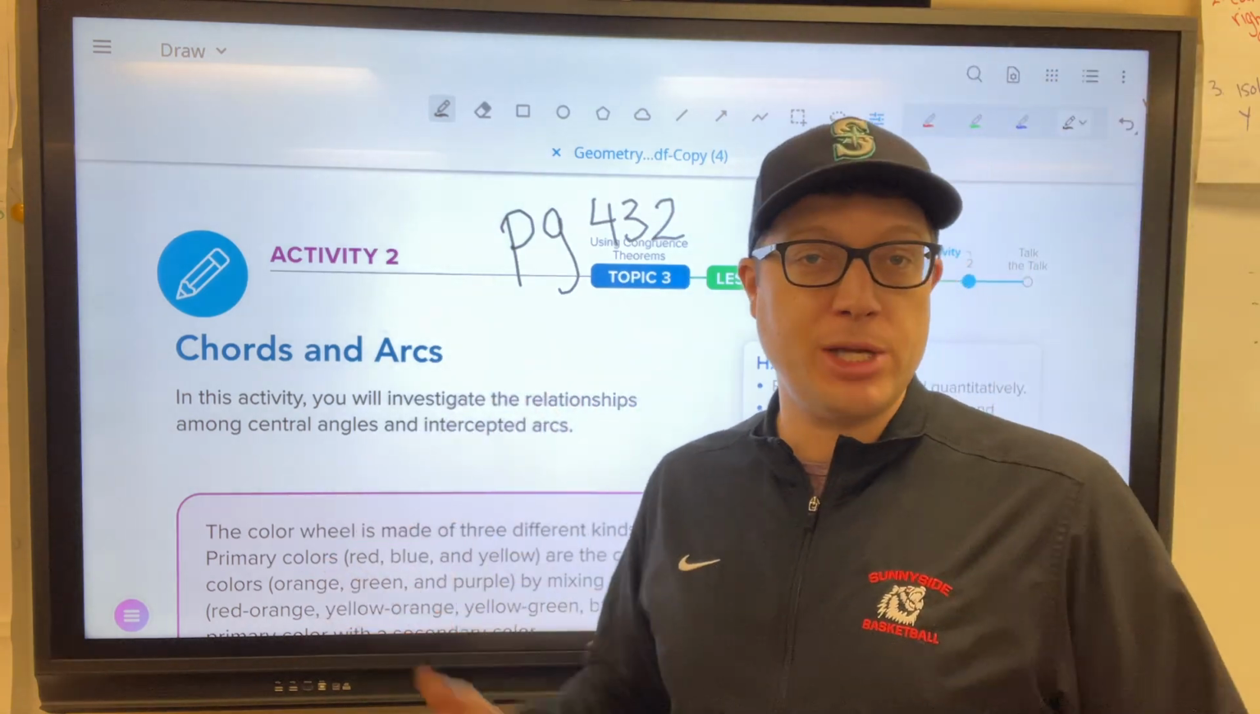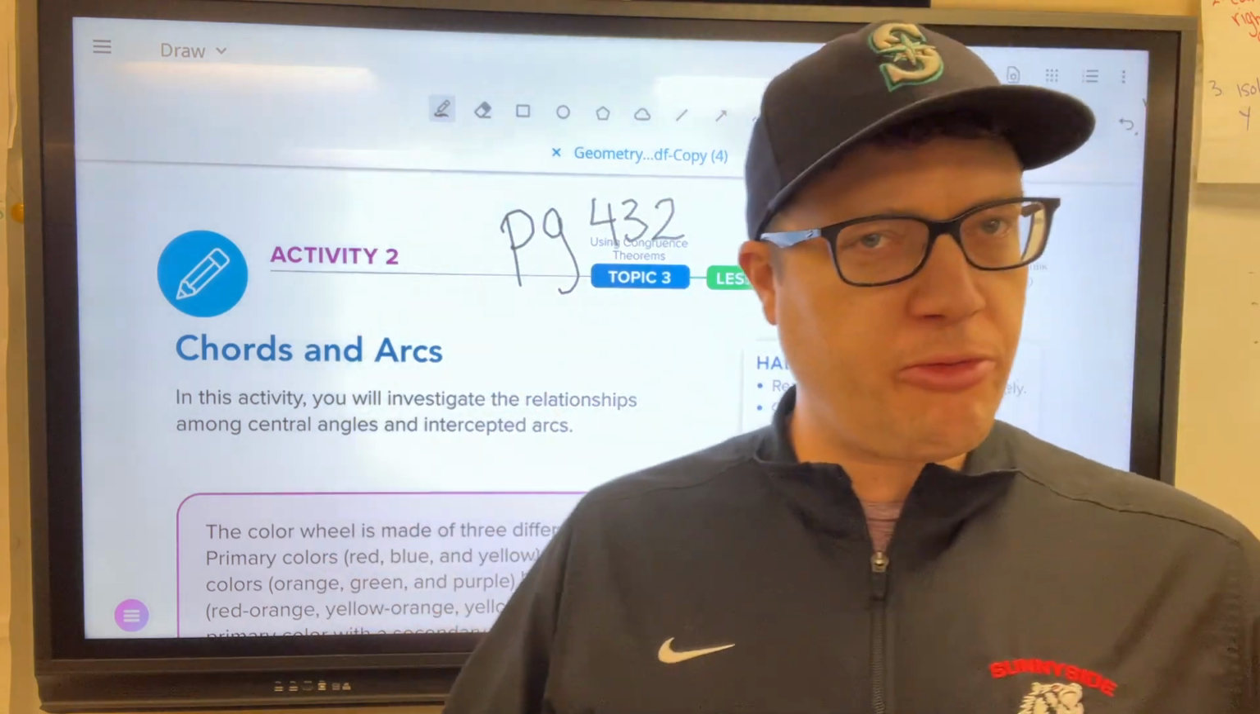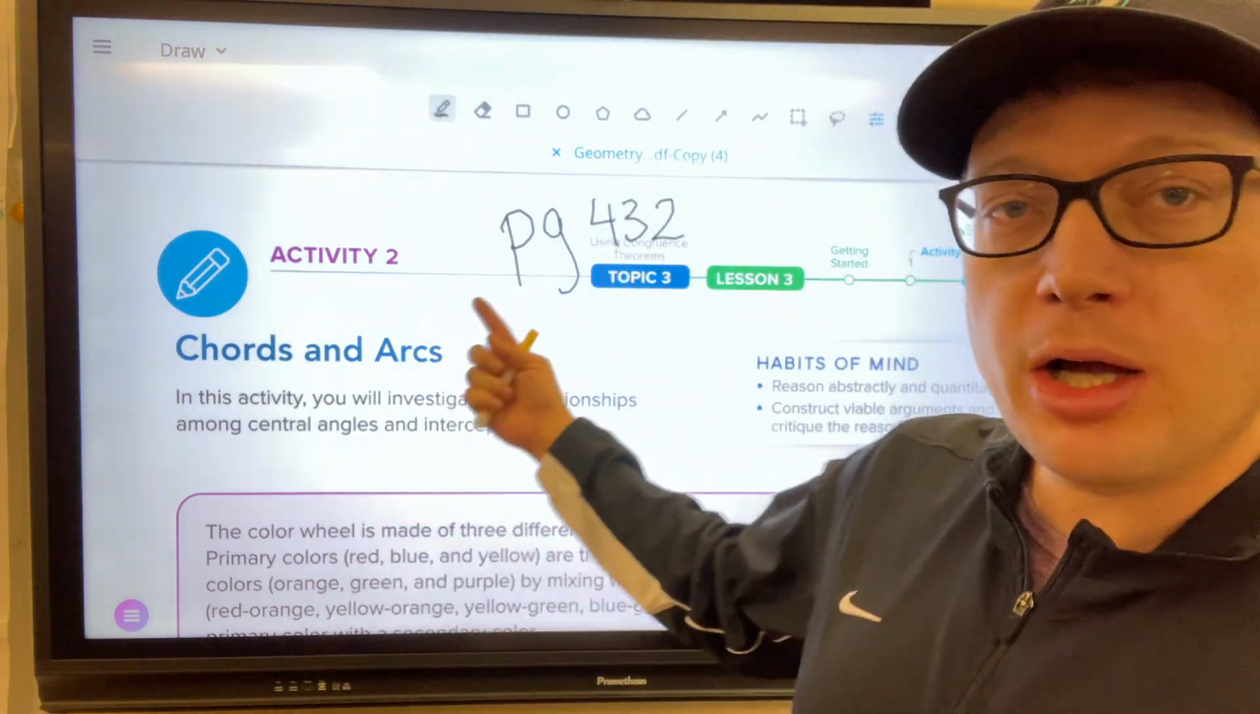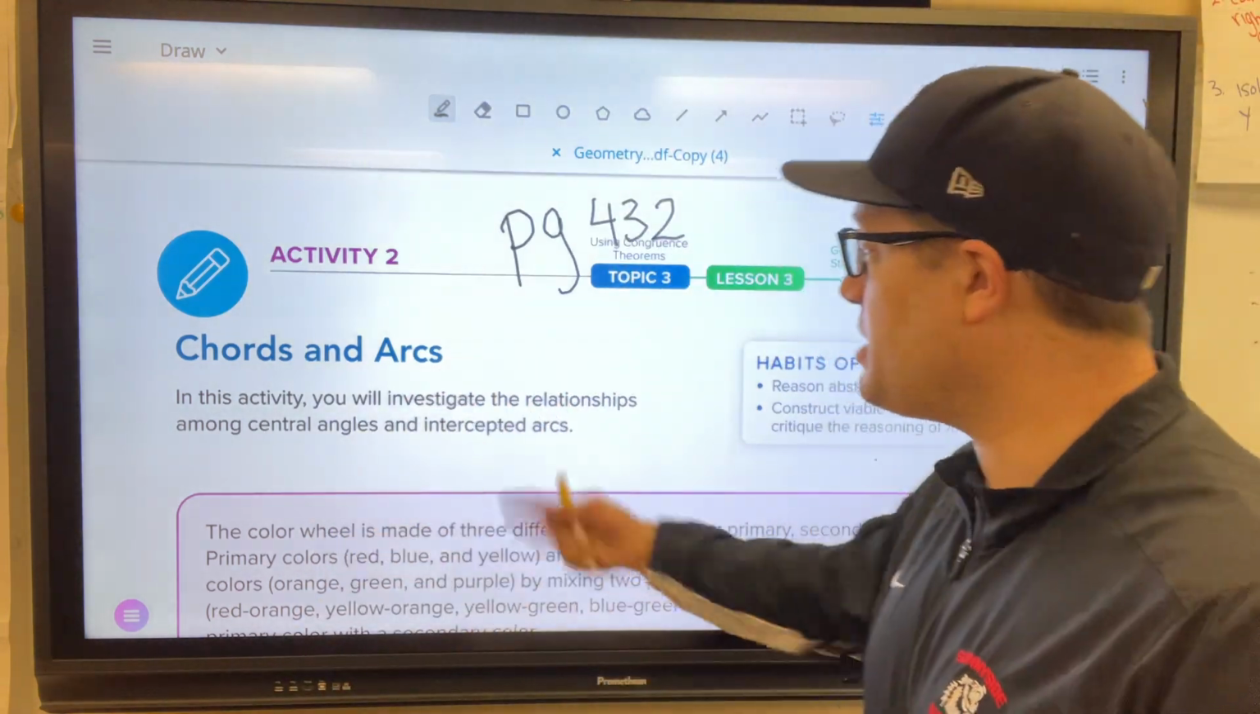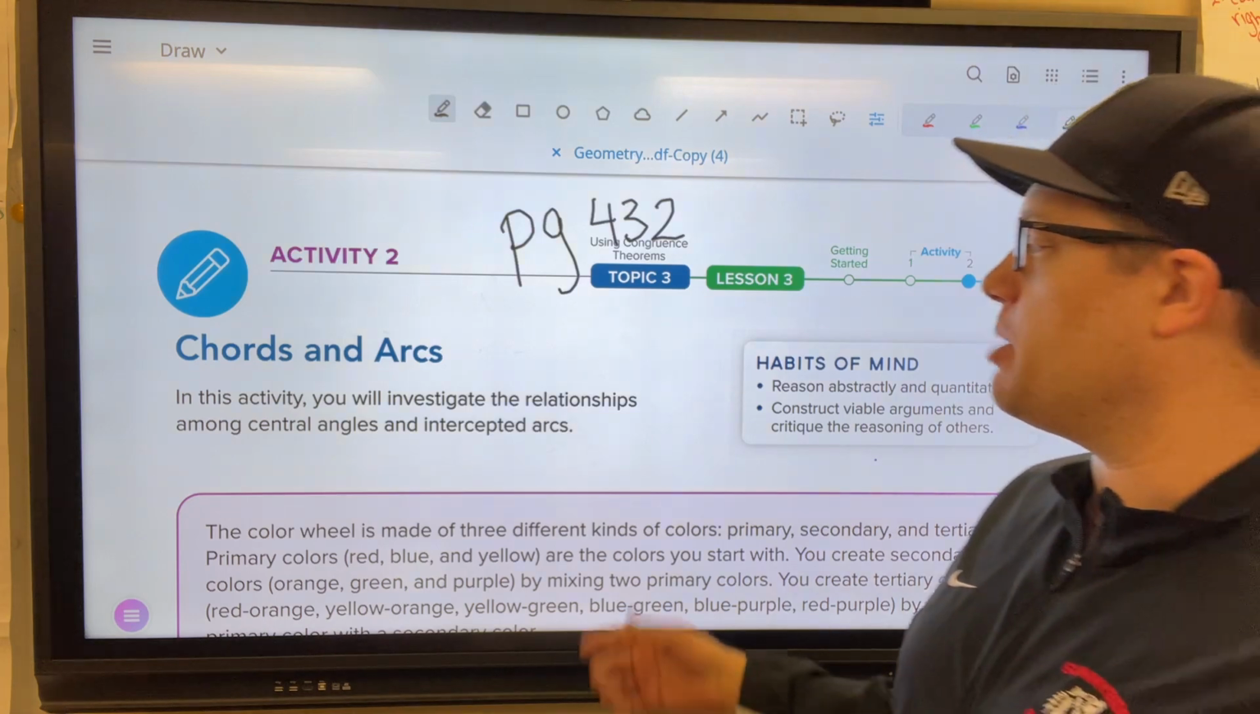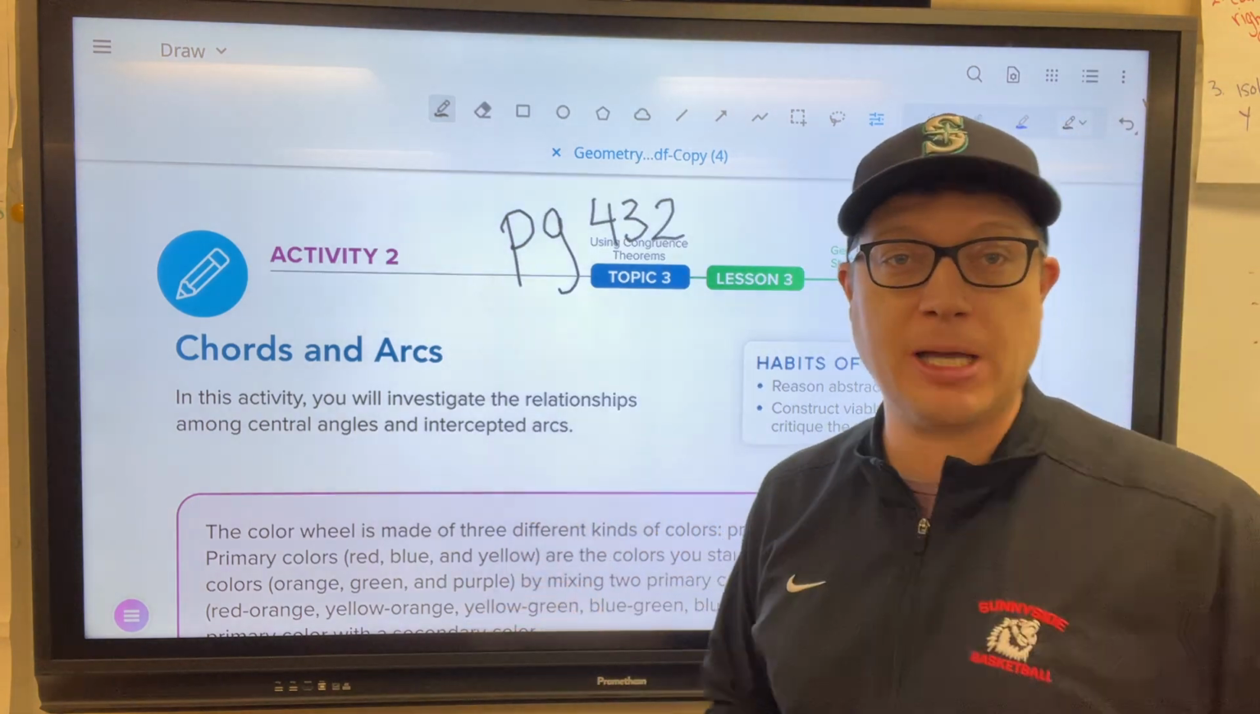So some new information is incoming. Chords and arcs. In this activity, you will investigate the relationships among central angles and their intercepted arcs.